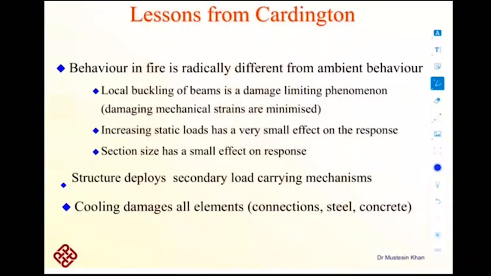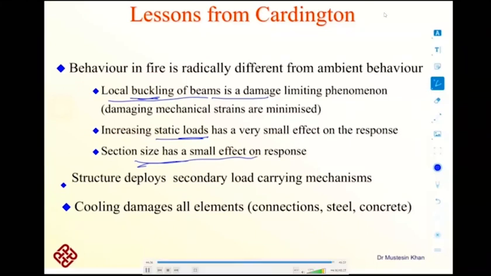So the conclusion, the lessons which were learned from the Cardington test, are that local buckling happens in the beam when it is exposed to fire, because it is trying to expand, and the compressive force bends the beam at the local location. That is what we call local buckling. And the increase in the load does not affect the temperature deflection behavior of the beam significantly. So is the case with the increase or decrease in the size of the steel section. That also does not affect the behavior significantly.